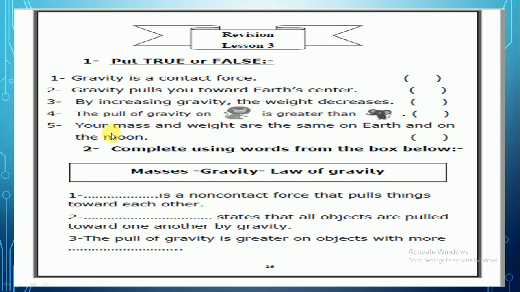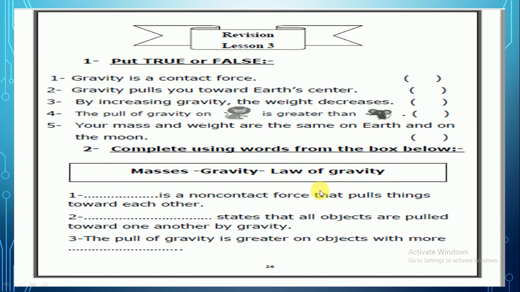Okay. Your mass and weight are the same on Earth and on the moon? No. Your mass is the same, but your weight changes on Earth and on the moon. So it's false. Number 2, complete using words from the box below.